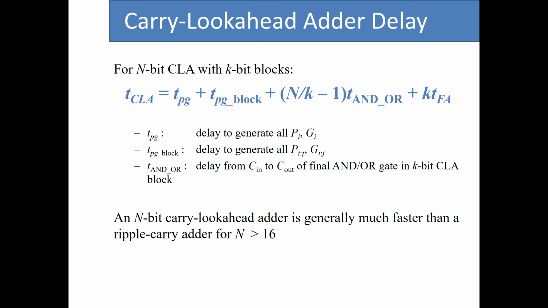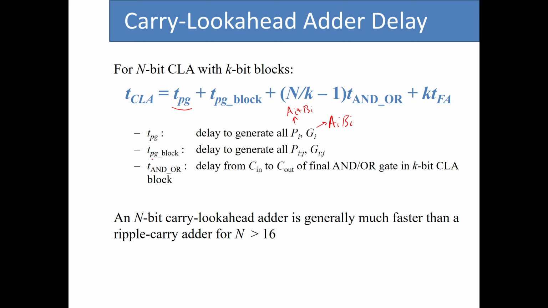So if we want to find out the delay for a carry look ahead adder, we have TPG. Basically that is the delay to generate all PIs and GIs. If you remember, GI was basically AI ANDed with BI, and PI was basically the result of AI OR BI. Since these can be done simultaneously, that is equivalent to only having the delay of one single either AND gate or an OR gate.